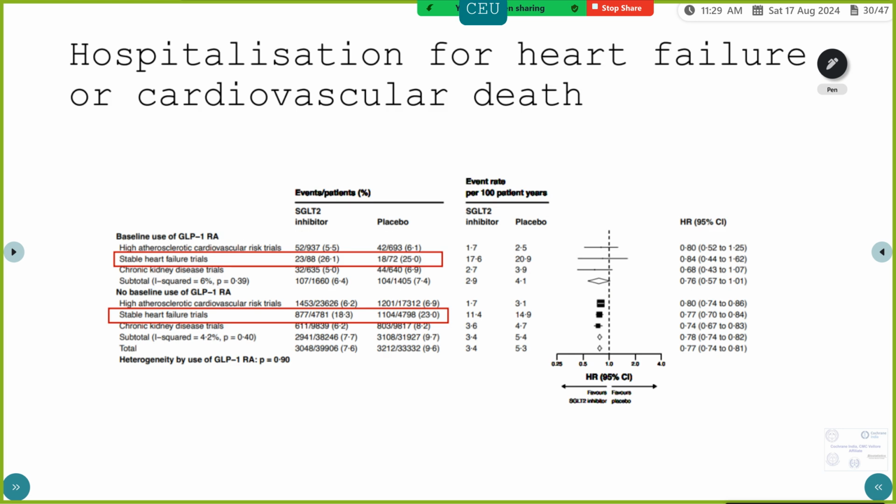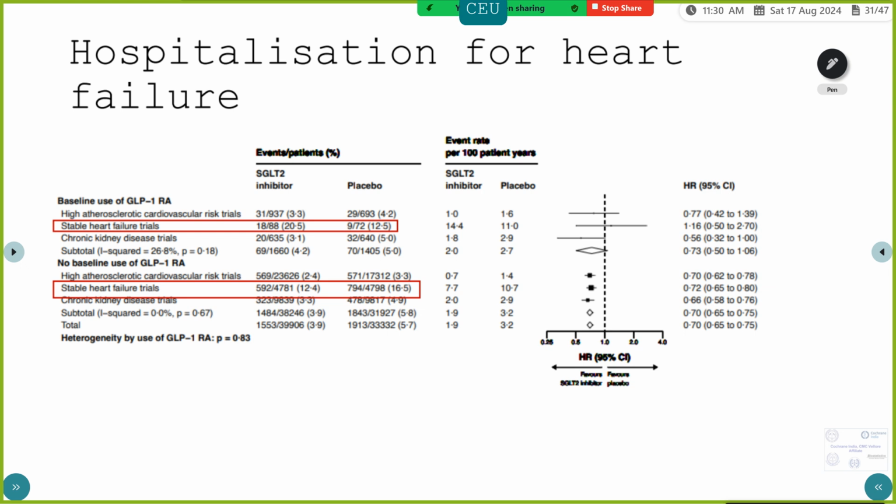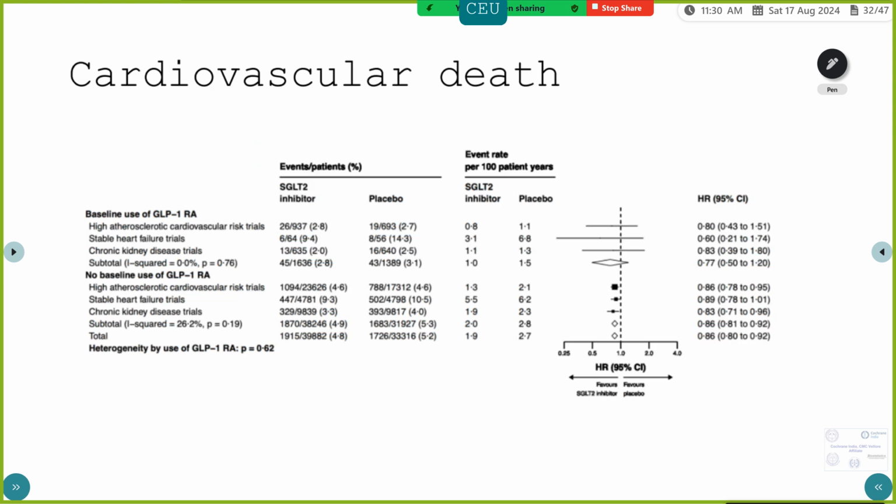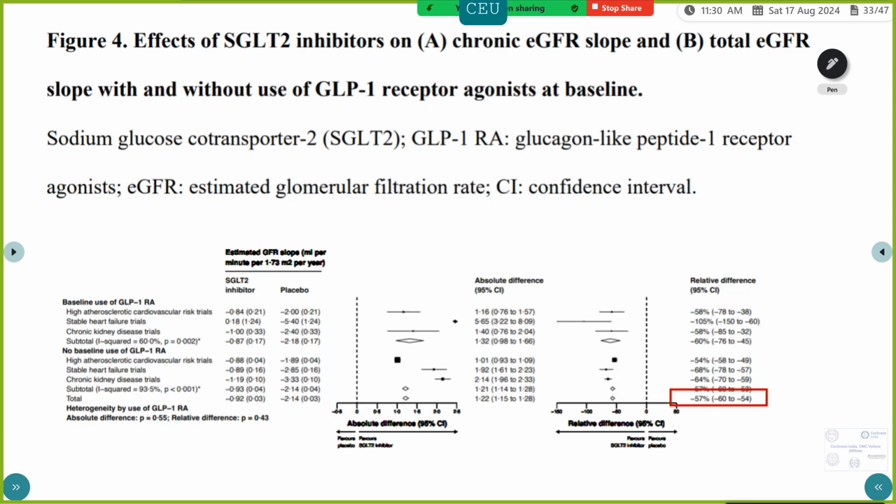Coming to the other outcomes that they've looked at, hospitalization for heart failure or cardiovascular death, all showed a beneficial effect for SGLT2 inhibitors, mainly for the patients who are not using GLP-1 RA. This is hospitalization for heart failure and cardiovascular death, all of which the total was favoring SGLT2 inhibitors.